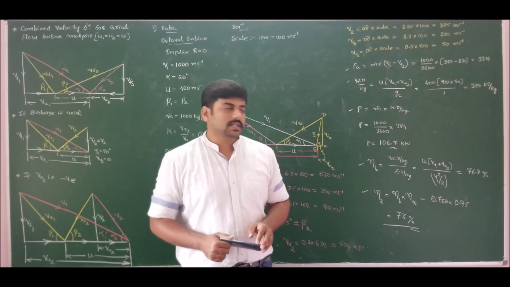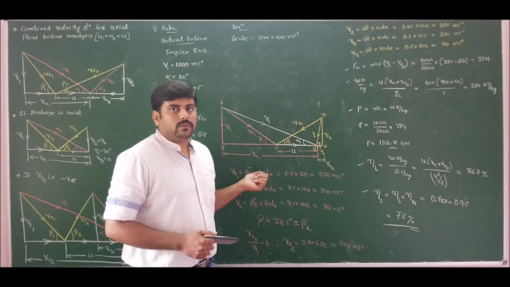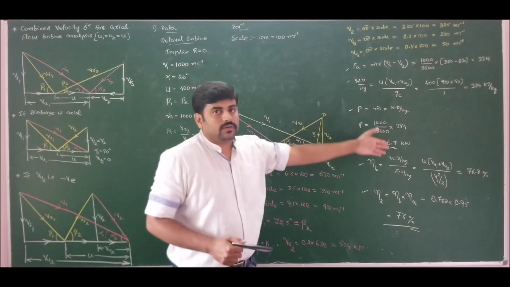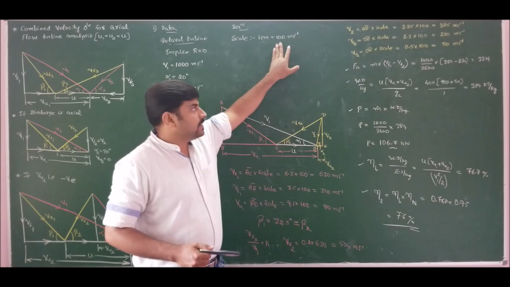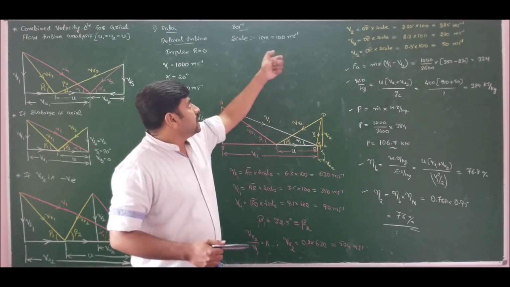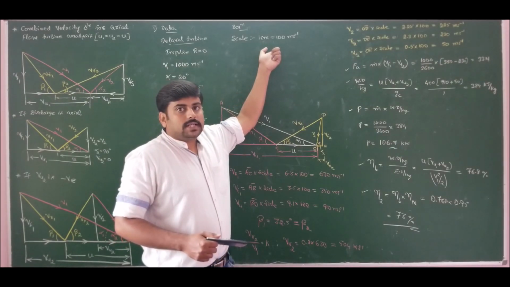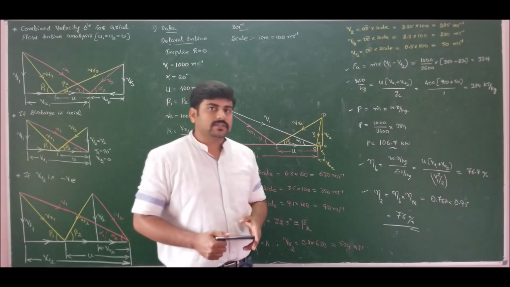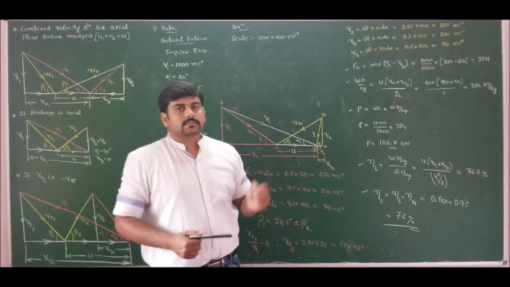This is because of error in measurements. What we do is, the smaller the scale you take, the more accurate the answer you will get. If I take 1 centimeter equal to 50 meters per second, then I might get more accurate results. So therefore, try to take as small a scale as possible that is possible to solve on your graph sheet. Kindly solve this problem on graph sheet to get accurate answers. Take the scale as small as possible.